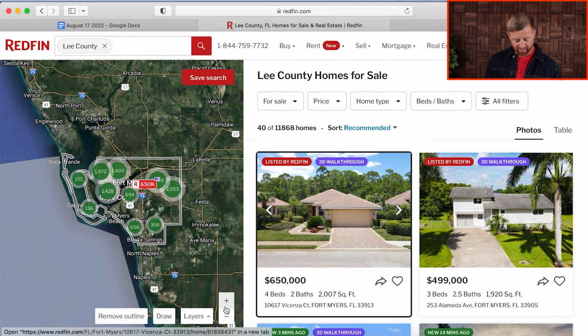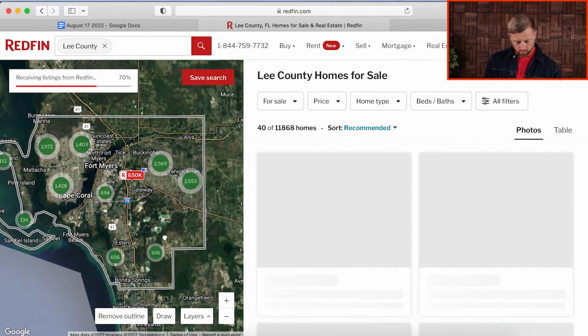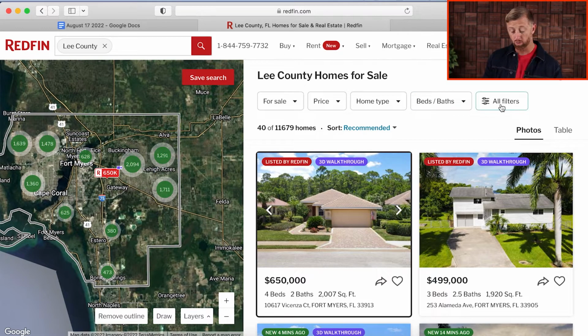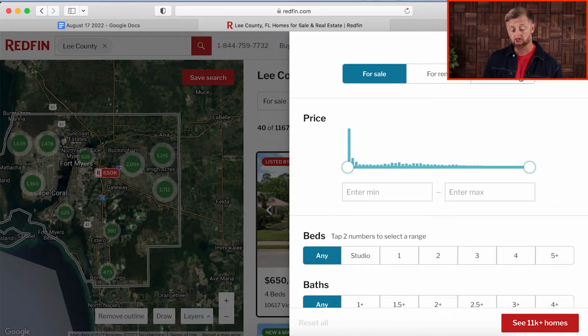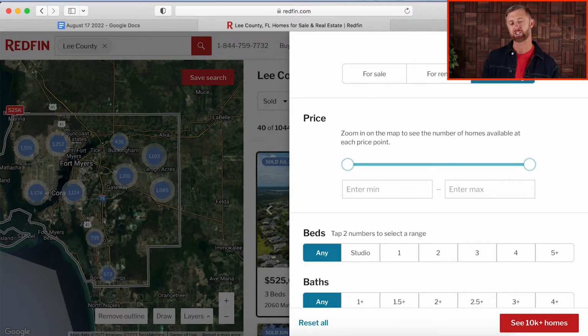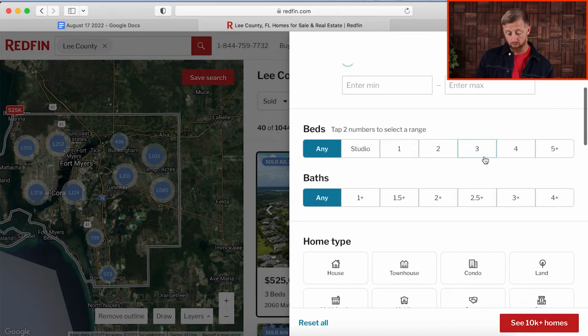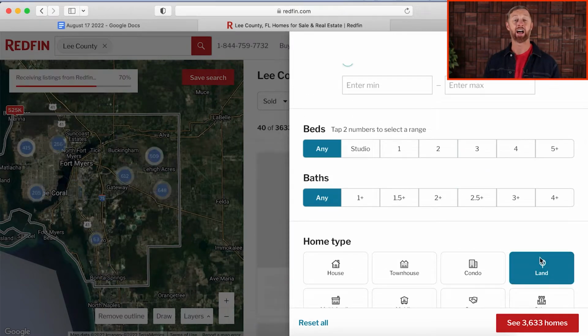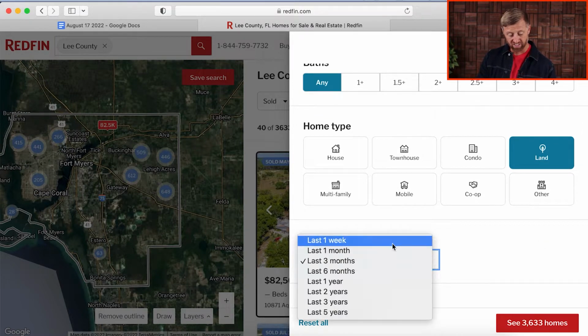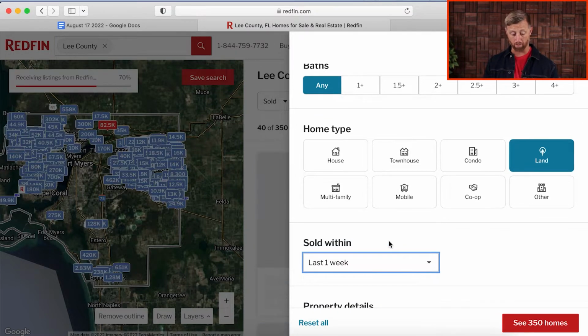So I really like this area right here. Let's just go to the area where there's 2,000 available comps. I'm going to go to all filters, and I'm going to do solds, because that's how we're calculating the price per square foot. We want to know what's actually sold. And then I'm going to go to land, since this is figuring out how much per square foot land is worth. And then I'm going to do probably just the last week, because this is a really hot market.